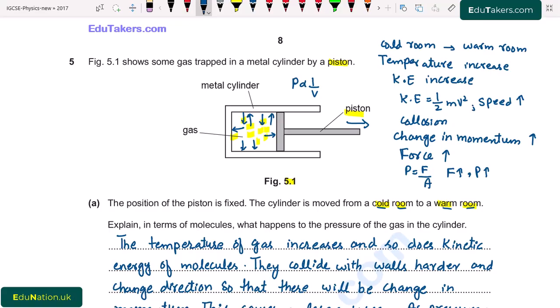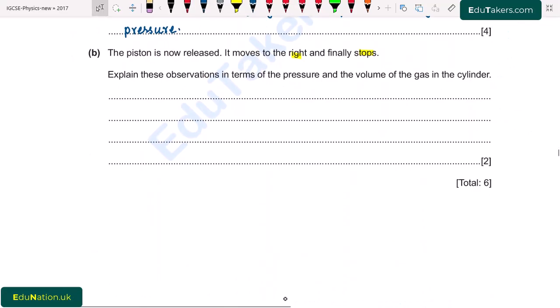Initially, we can see from here that the pressure inside is larger as compared to the outside pressure. So when the piston stops, both of the pressure become equal. Inside pressure will be equal to outside pressure. So I write here, as the volume of gas increases, pressure of gas decrease.